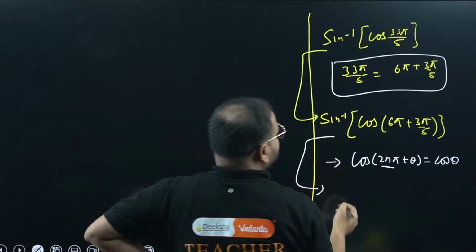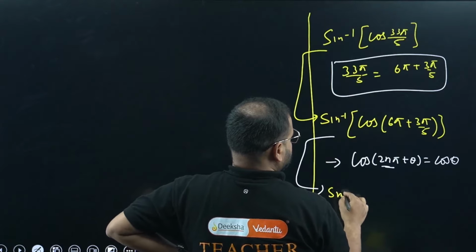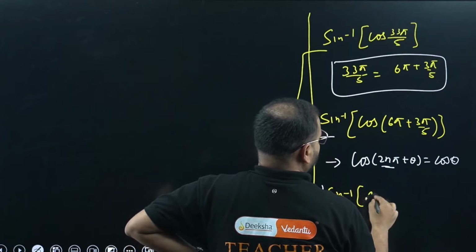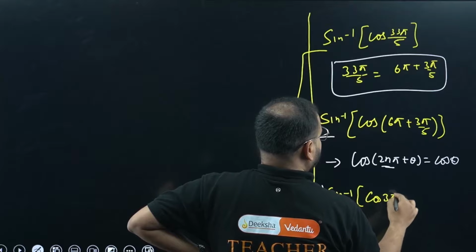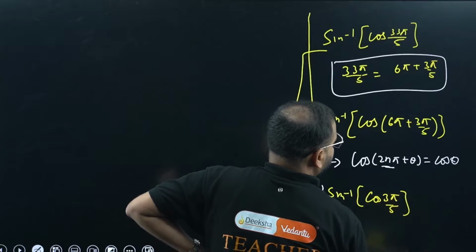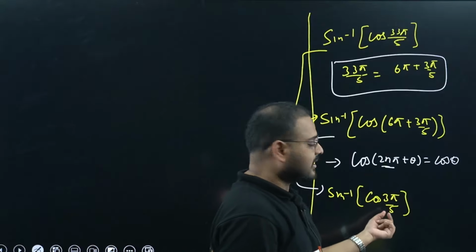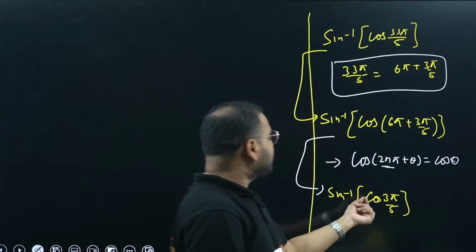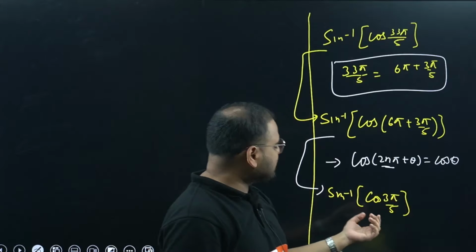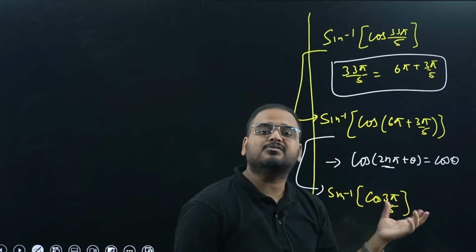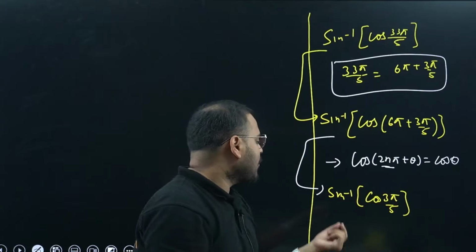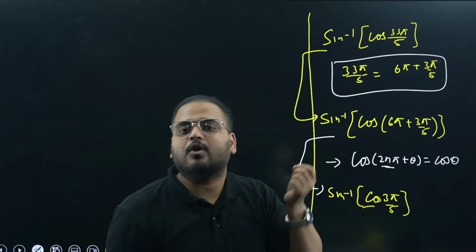The next step will look like this: sine inverse of cos 3 pi by 5. Now comes the challenge. How do I rewrite this angle so that a sine comes out? First, how to write this angle so that it is solvable. We can solve this part only if there is a sine here. So how can we get cos to sine?